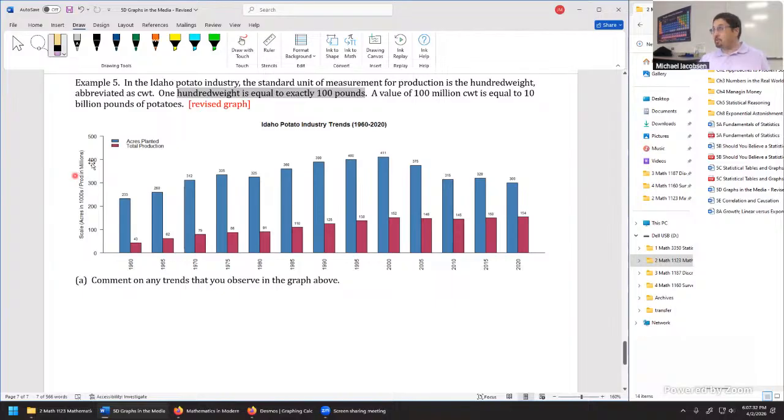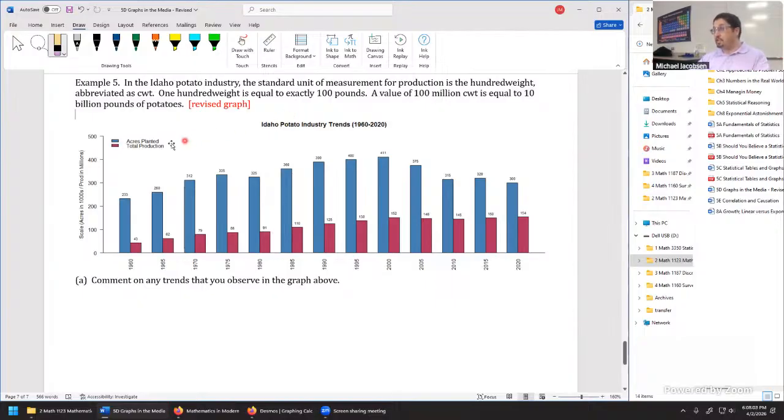And so that gives us an idea of what's going on in this production. So here we're just thinking about production in the hundredweight. A value of 100 million hundredweights, CWT, is 10 billion pounds of potatoes. So when we see in the year 1985 for production, that's the part in red, that's at 110 hundredweight, it means it's over 10 billion pounds of potatoes produced in 1985. So that's the trend so far.